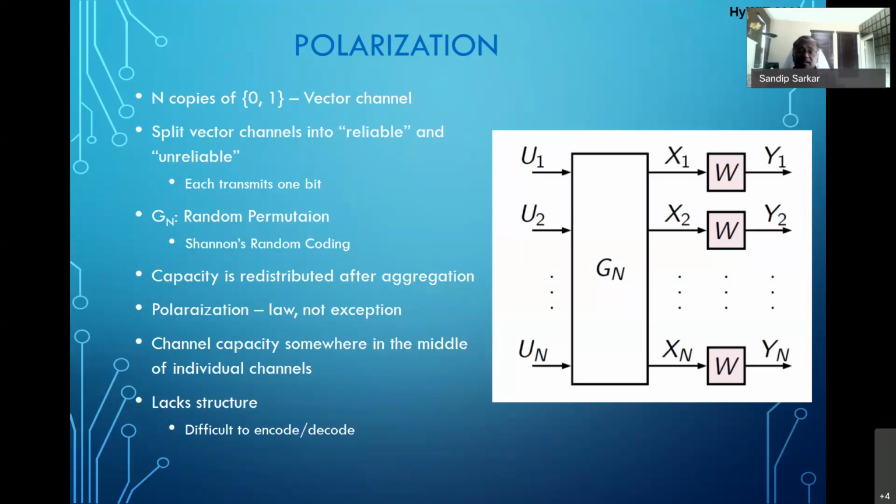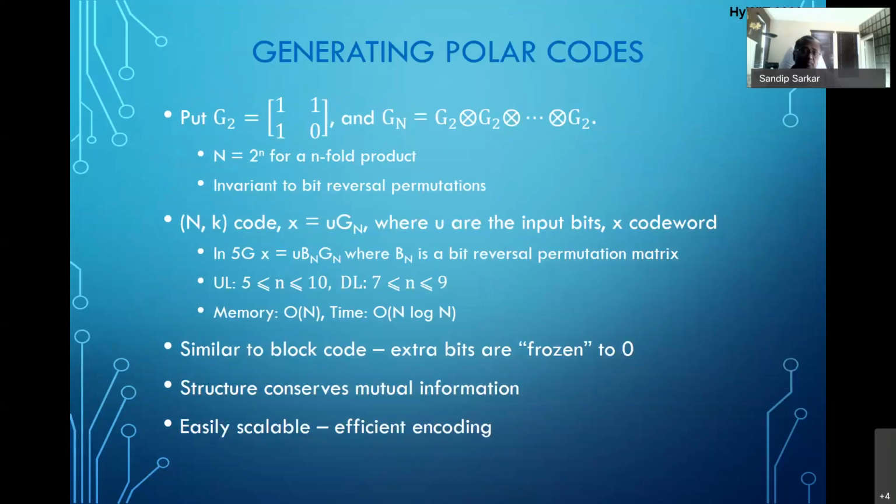Since there's no feedback, we can prove that for very large lengths, this Gn, a random permutation, will do for you. Now, the actual channel capacity is somewhere between the middle of these actual channels. However, if you just put in a random encoder there, just like Shannon's random encoding, it becomes difficult to decode or encode, especially when n becomes large. So this is not very practical. While this may be a good theoretical tool, it's not practical.